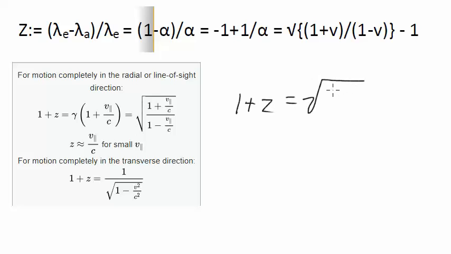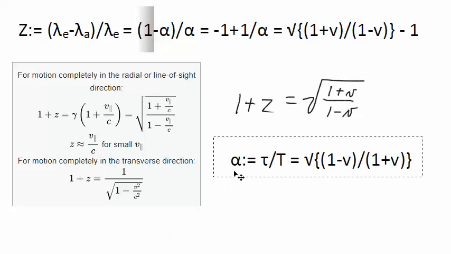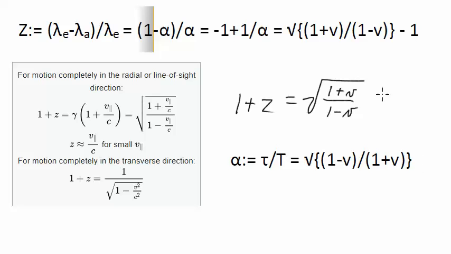This says square root of 1 plus v over 1 minus v, because we are setting c equal to 1. Now his expression for alpha was tau over t, which was actually the reciprocal of this expression. So he has 1 plus z equals 1 over alpha, which would be e to the positive phi. So with all that in mind, let's look at this.